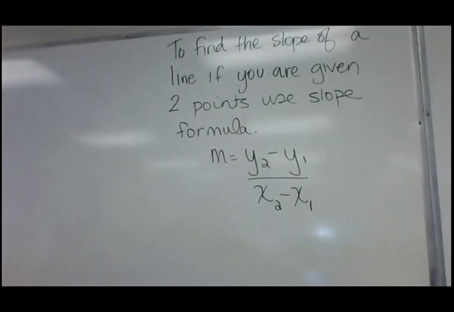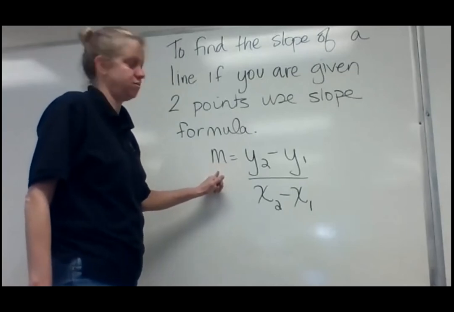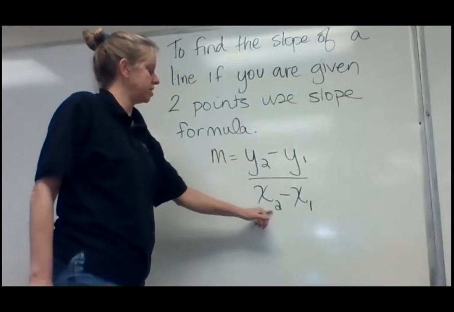So that's called the slope formula. I'll let y'all write that down. Okay, so the slope formula says slope equals, the little lowercase m stands for slope, y2 minus y1 over x2 minus x1.